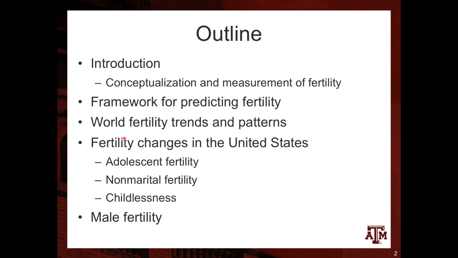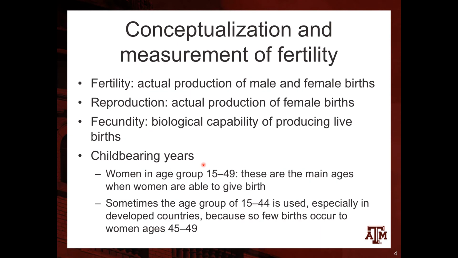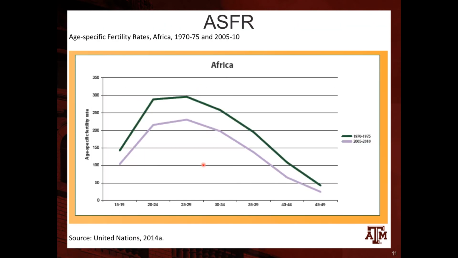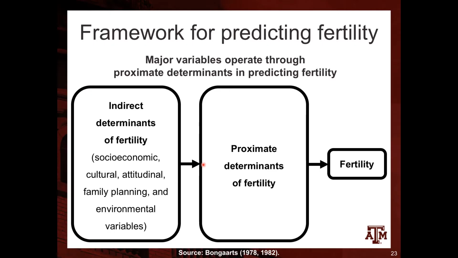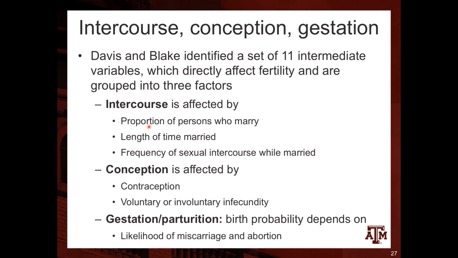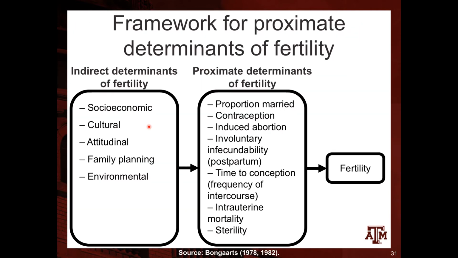years. So now we will talk about fertility change in the US, focusing on adolescent fertility, also changes in non-marital fertility, and childlessness. And then in the next lecture, we're going to talk specifically about male fertility. So fertility change in the US, we go further to slide 43. So let's just go there. So here's the framework for predicting fertility, and the framework for approximate determinants of fertility that we discussed before.